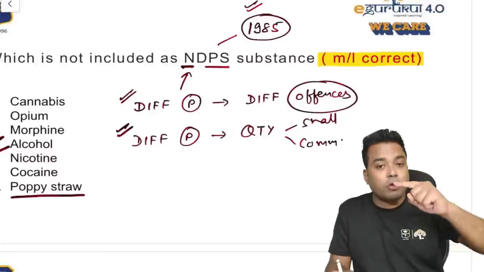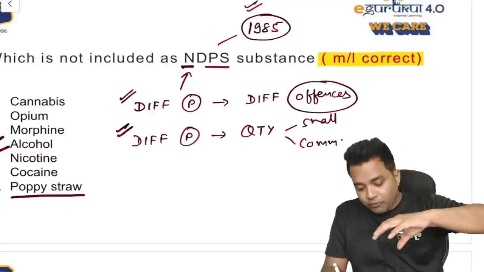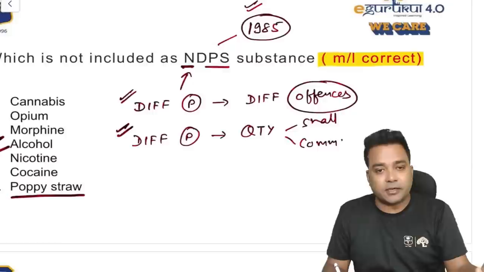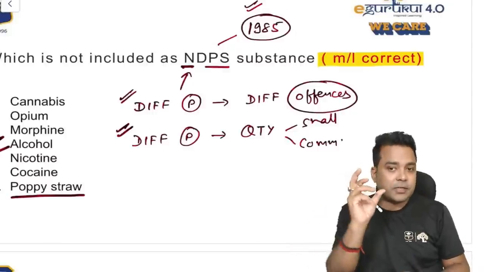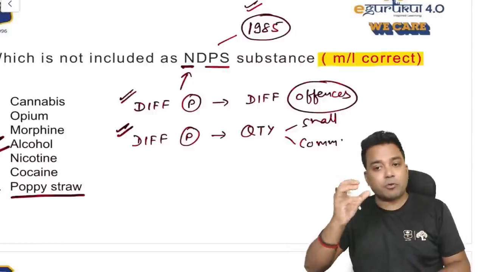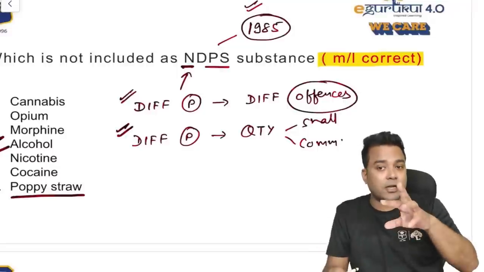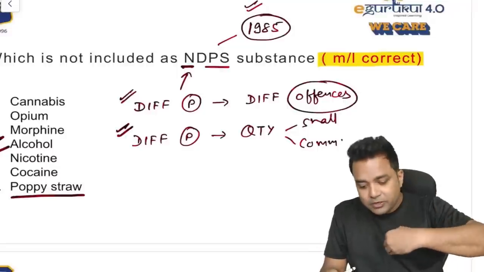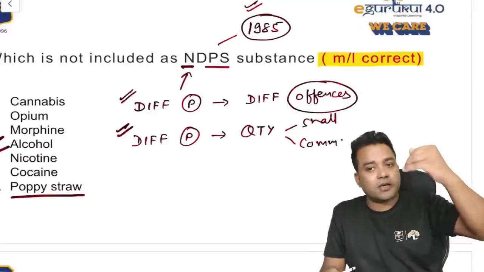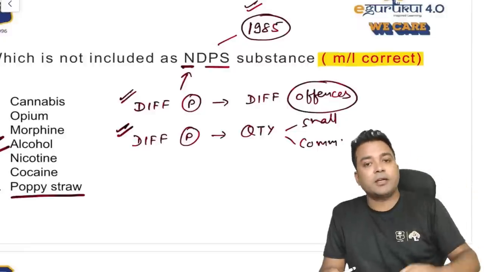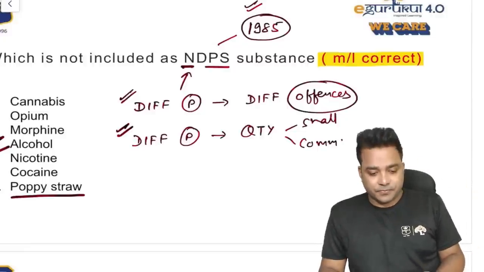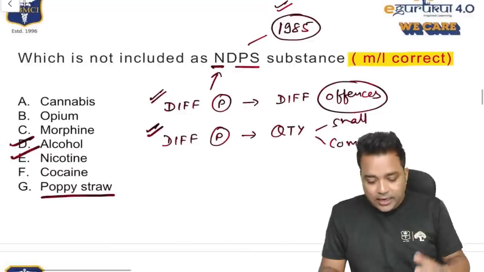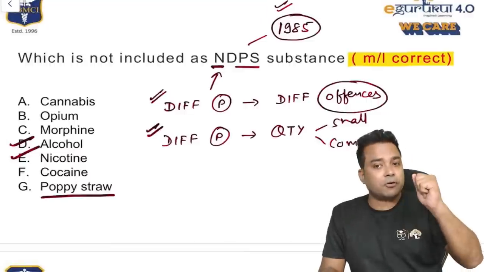What is poppy straw? The dry husk of unripe poppy capsule from where opium has been extracted. Some traces of opium will still be there. So that dry poppy capsule from where opium is extracted is called poppy straw. Otherwise, people will start selling poppy straw, so that is why it has to be kept in the narcotic drug list. I hope it is clear. What is not there? Alcohol and nicotine.